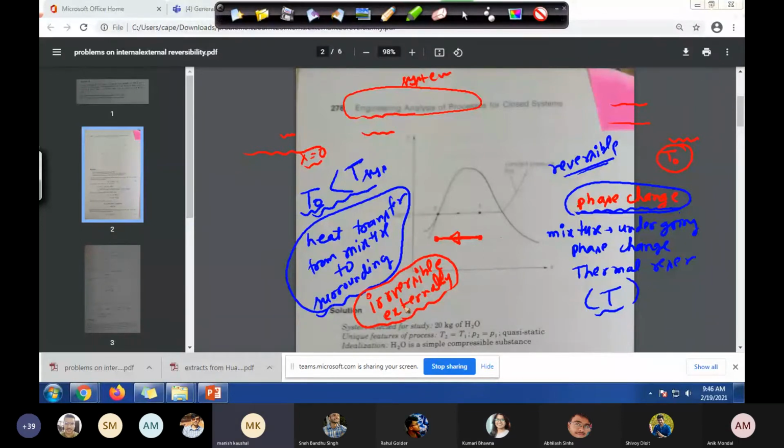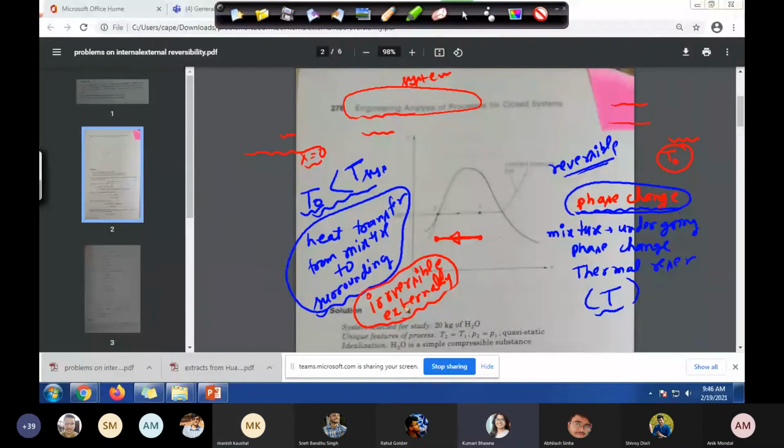Great. So we are not deviating from our original definition that if there is a finite temperature difference, heat transfer will be irreversible. So that's why we have external irreversibility. Fine. Now comment, Bhavna, on this internal reversibility or irreversibility. And that's why I asked this question, that how this process is happening.